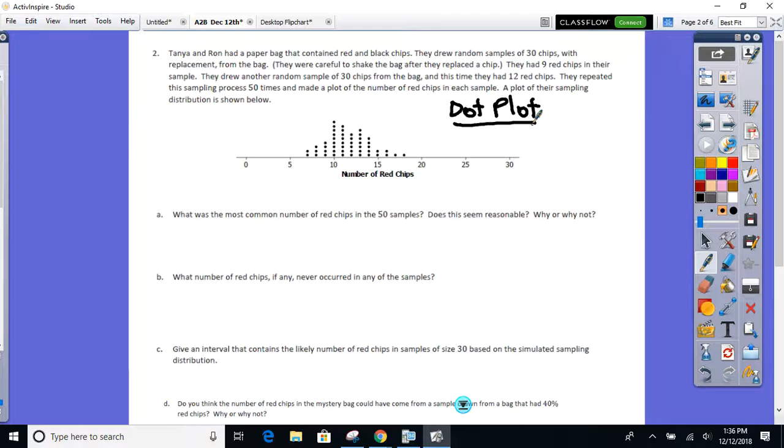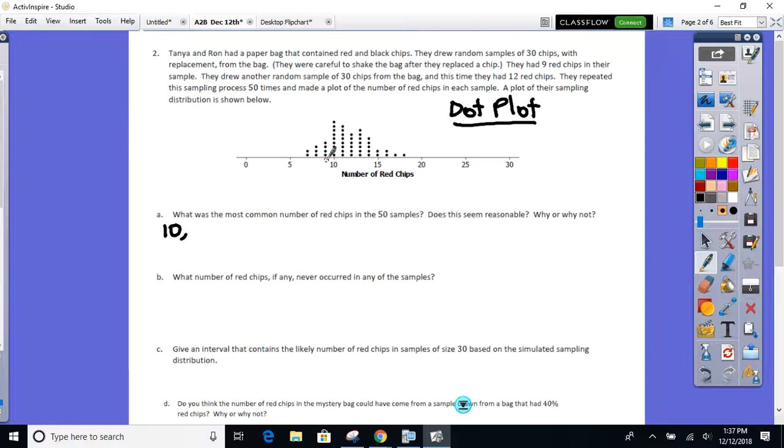What's the most common number of red chips in their 50 samples? Should be 10. Does this seem reasonable that they got 10 as the most? Look at the dot plot. I'm not talking about picking out of the bag anymore. Just based on all their other results, is 10 a reasonable amount to come up the most? Based on where all their other dots are. Yes, no? What would be unreasonable if they got the most amount of 25? Because everyone see that's not even close to the majority of the other dots. All right, so does everyone see 10 is reasonable because it's around all of the other samples?